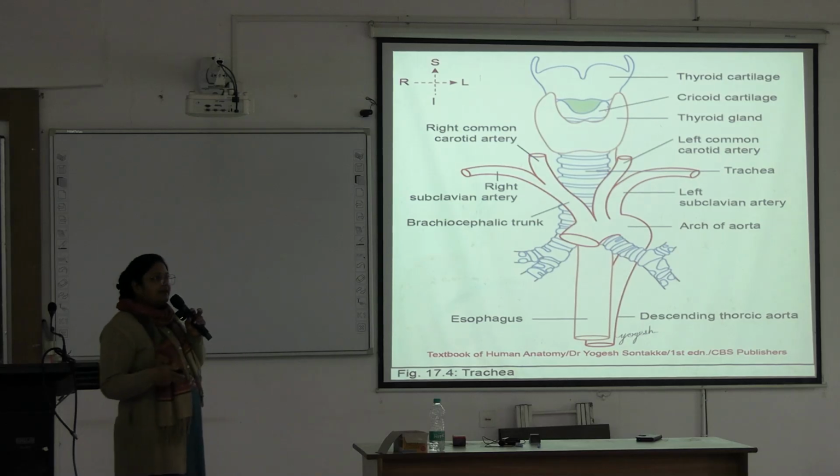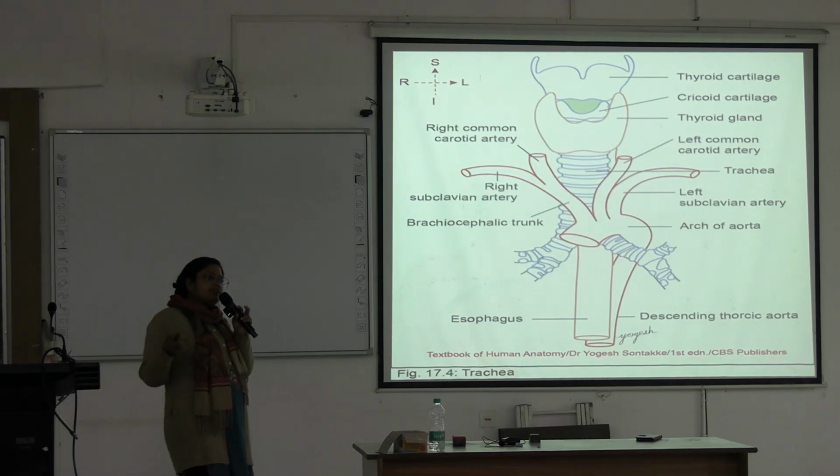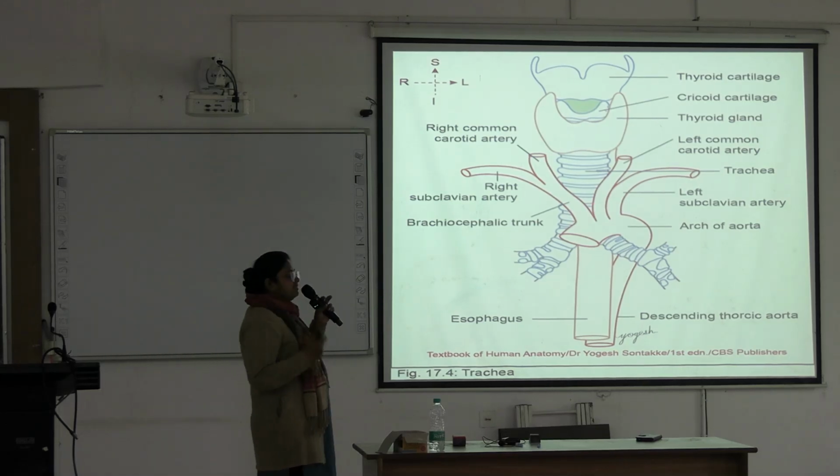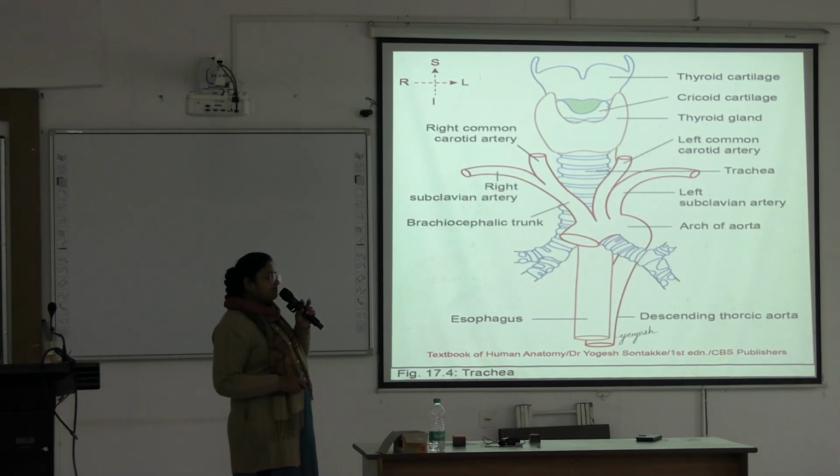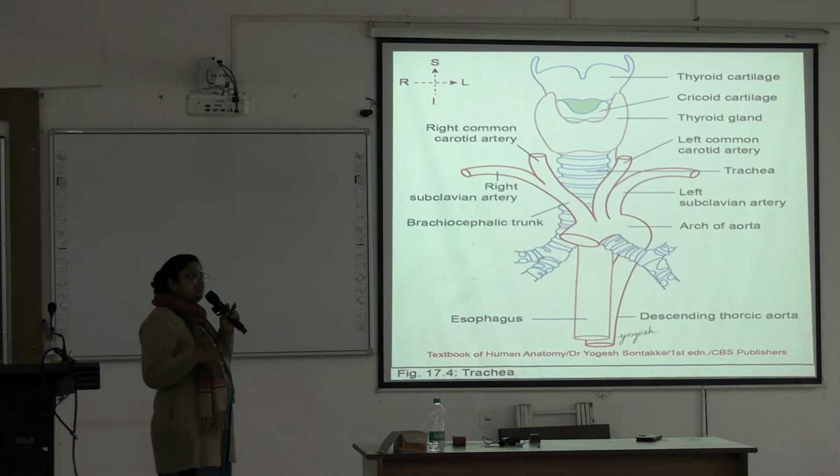Tracheostomy is an important life-saving procedure. A hole is made in the trachea and a tube is inserted for direct entry of air into the respiratory tract. And if needed, it is connected with the ventilator.